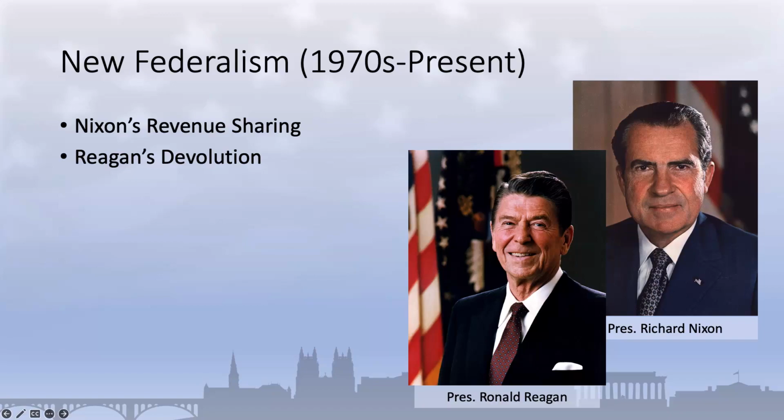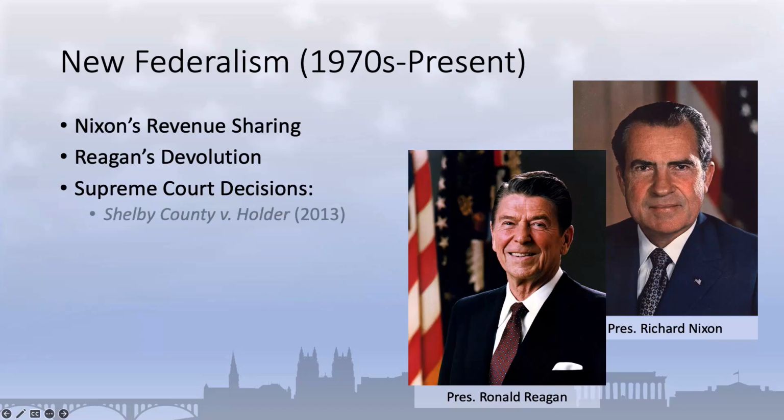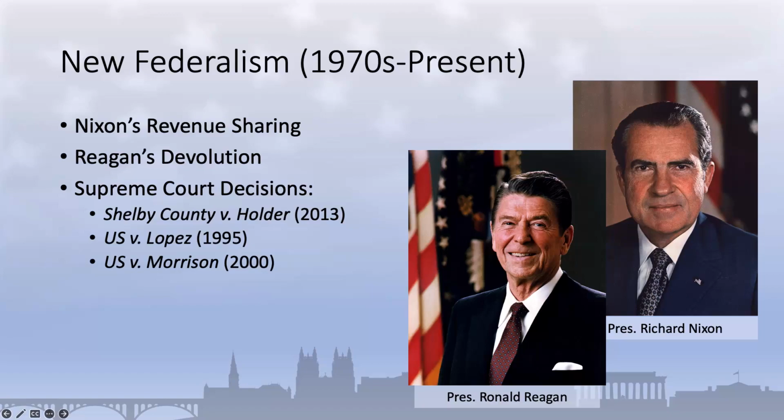And more recently still, the U.S. Supreme Court has issued several decisions which have curtailed federal power, most notably in its decision in Shelby County v. Holder in 2013, which ruled that key provisions of the Voting Rights Act were unconstitutional, and in U.S. v. Lopez 1995 and U.S. v. Morrison in 2000, which both ruled that Congress's use of the Commerce Clause to prohibit firearms possessions in school zones and to permit victims of gender-motivated violence to sue in federal courts were unconstitutional expansions of the Commerce Clause.